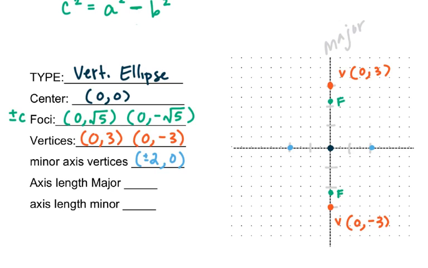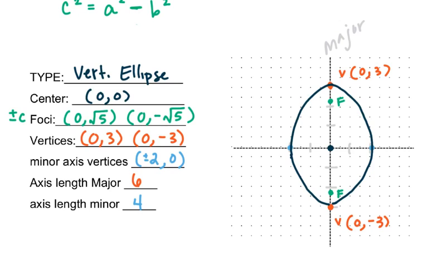The length of my major axis is going to be 2 times A, or 6 units, whereas my minor axis is 2 times the B value, or 4 units. Therefore, I can draw my ellipse. Try to make it look as nice as I can here. And this is roughly what it looks like.